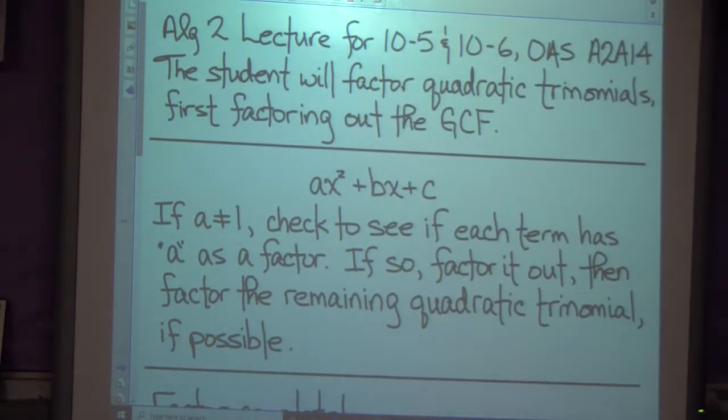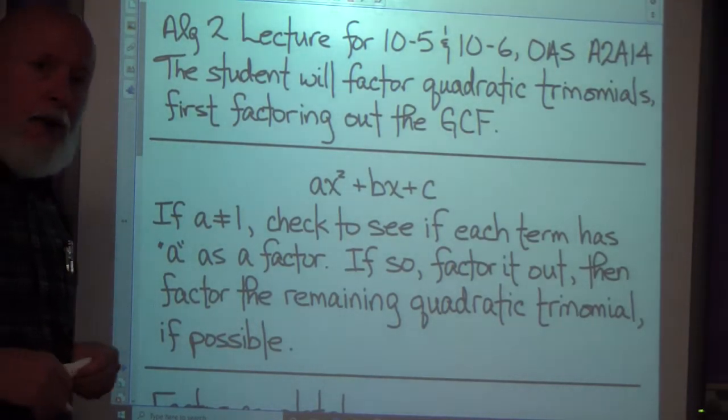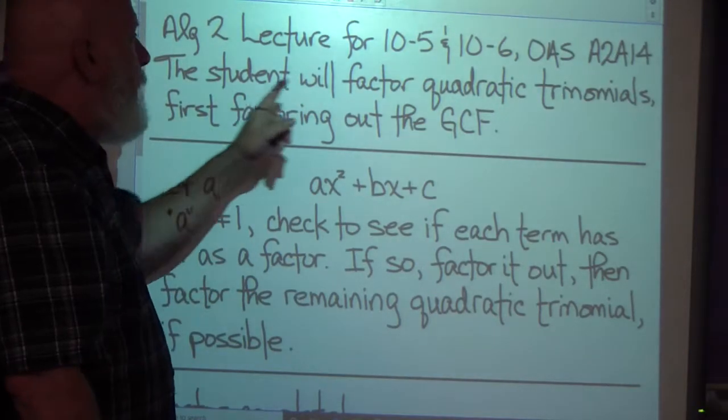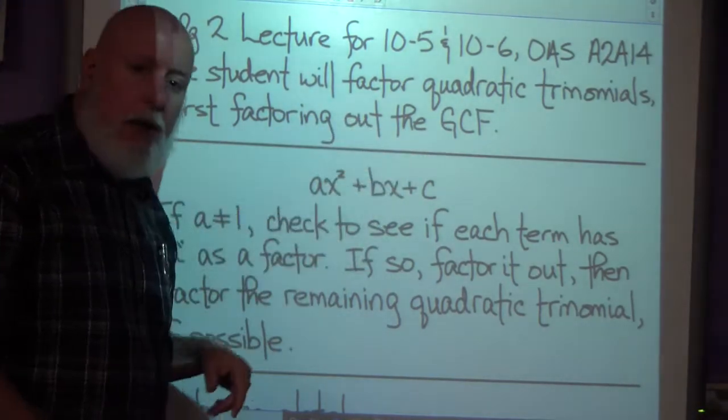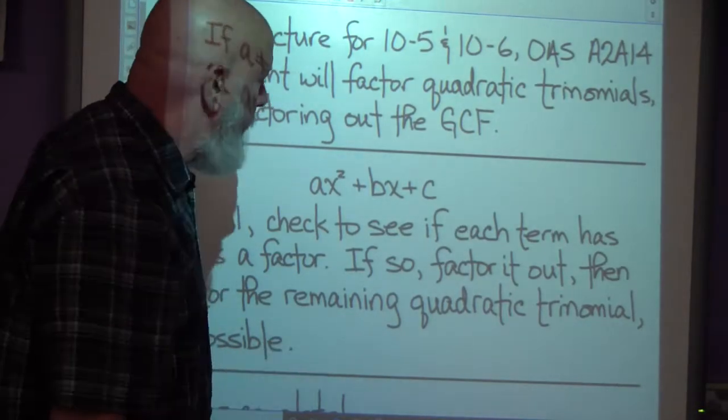Looks like we're going to be doing Algebra 2 lecture for 10.5 and 10.6. That's OAS A2A14. Student will factor quadratic trinomials. First, factoring out the greatest common factor. Okay, and we're going to talk about what that looks like and how we do it.